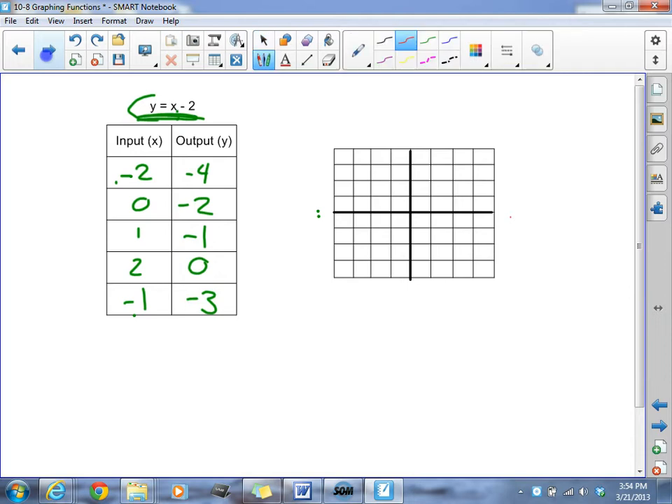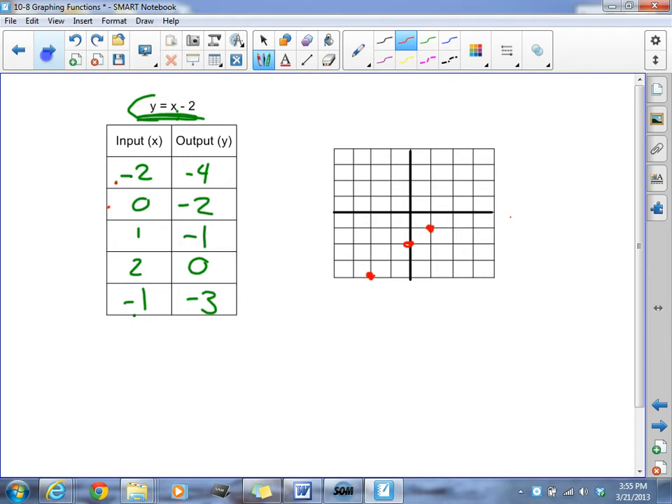I found my values. Now I'm going to put my coordinate pairs into my coordinate plane. My first one, my x value is negative 2, so go over negative 2 and then down to negative 4, right there. Next one, 0, negative 2. So 0, and then negative 2, right there. I'm going to erase those stray marks so you don't get confused. Next one, 1, negative 1, so over 1, and there you go.